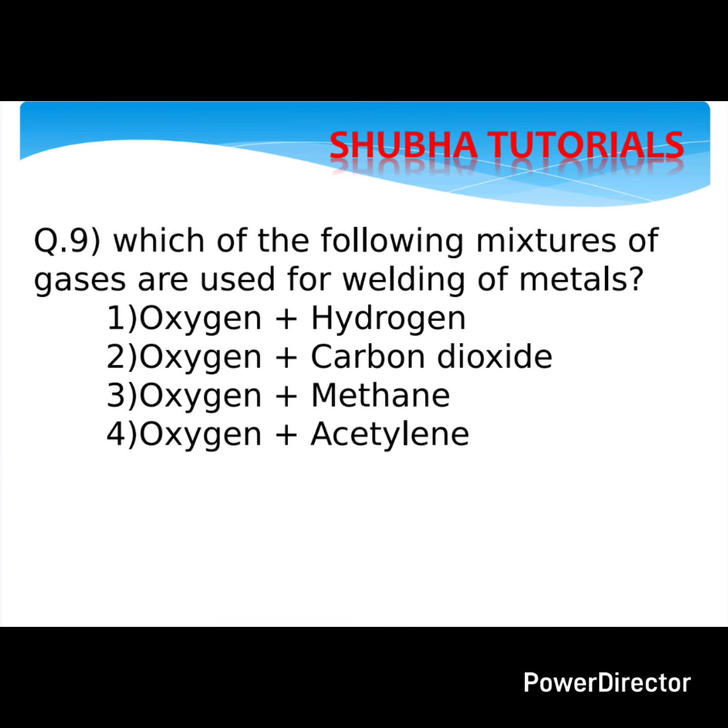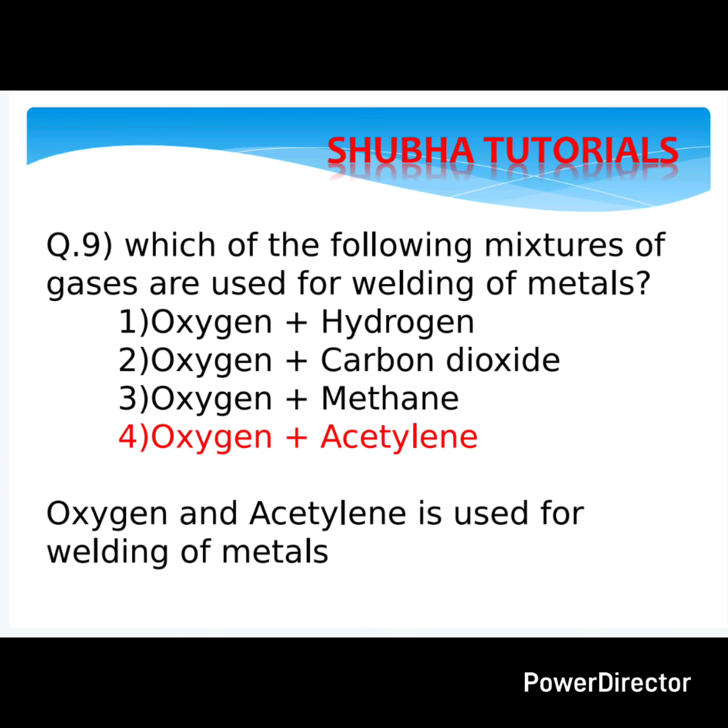Which of the following mixture of gases are used for welding of metals? Here the given options are oxygen plus hydrogen, second option oxygen plus carbon dioxide, third option oxygen plus methane, and the fourth one is oxygen plus acetylene. The answer for this is oxygen and acetylene is used for welding of metals.